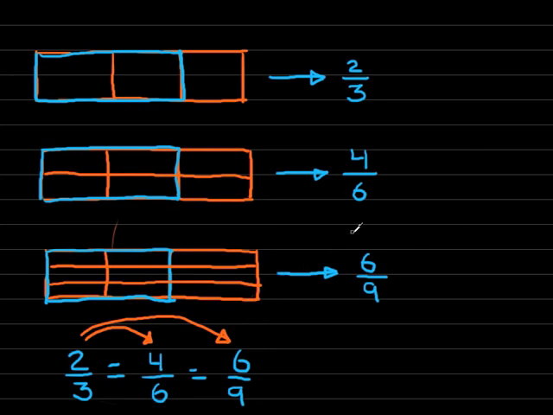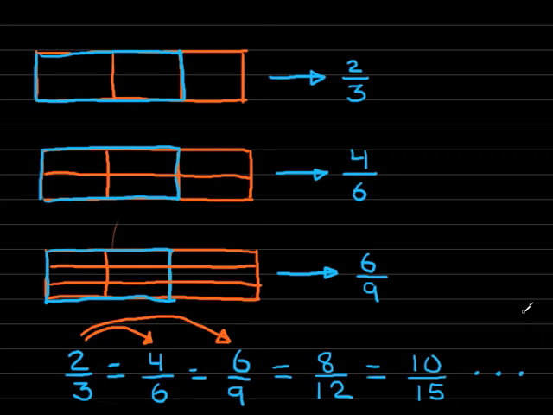I just have to multiply the top and bottom of the original fraction by the same number. Let's pick 4. 2 times 4 is 8. 3 times 4 is 12. So 8/12 is also equivalent to 2/3. Let's try 5. 2 times 5 is 10. 3 times 5 is 15. So 10/15 is also equivalent to 2/3. So on, so on, so on.